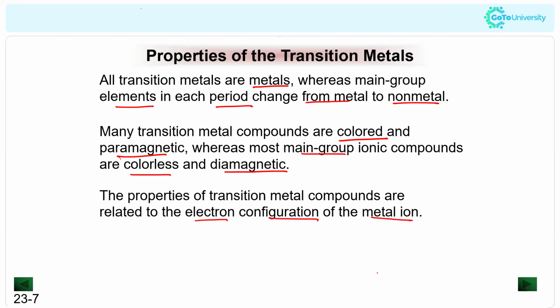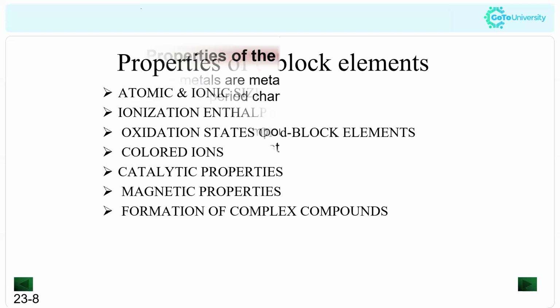atom or metal ion. Means all this color and properties are completely dependent on this electronic configuration only, because based on the 3d subshell configuration only we can predict the color, magnetic property and everything. Okay, that is also important.